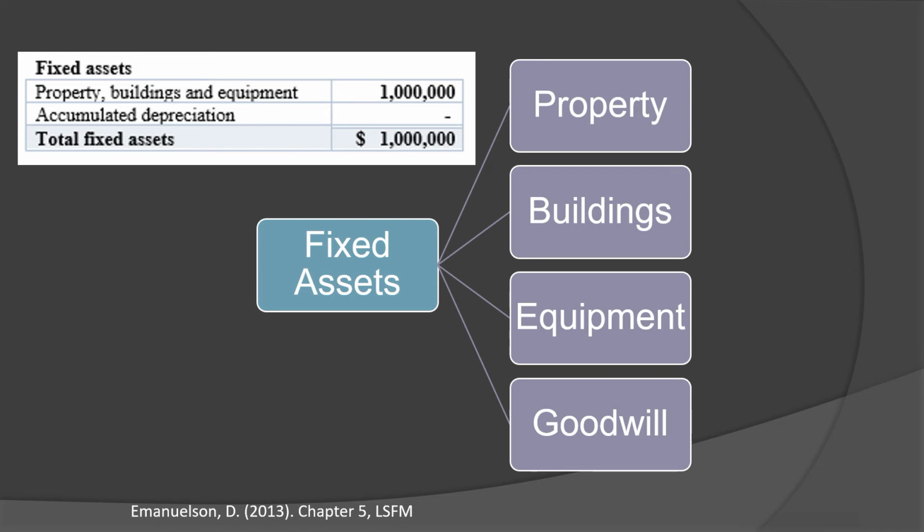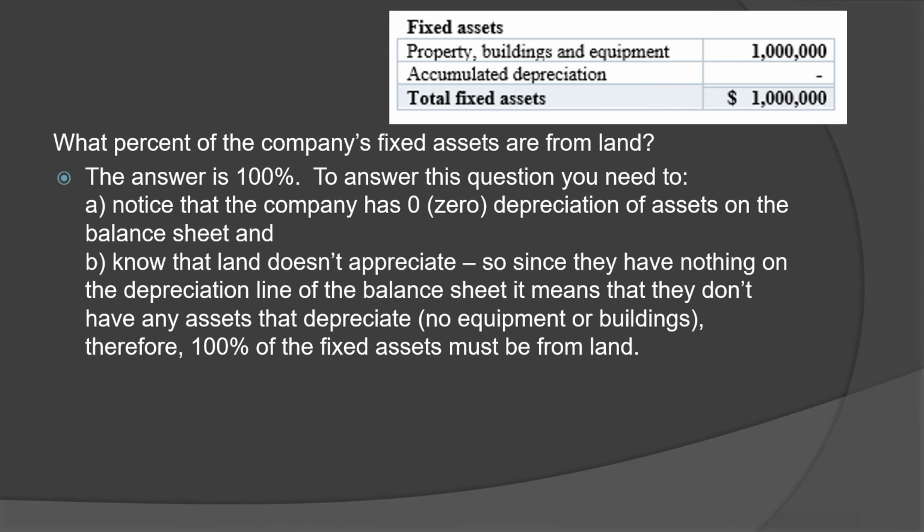So here, in terms of Fitness R Us, you can see that the fixed assets include property, buildings, and equipment, but there's no depreciation cost there. Well, what does that mean? Well, I might ask you, for example, what percentage of this company's fixed assets are coming from land? And without doing any math at all, you can just look at this and you should be able to tell me it's 100%. Well, how would you know that?